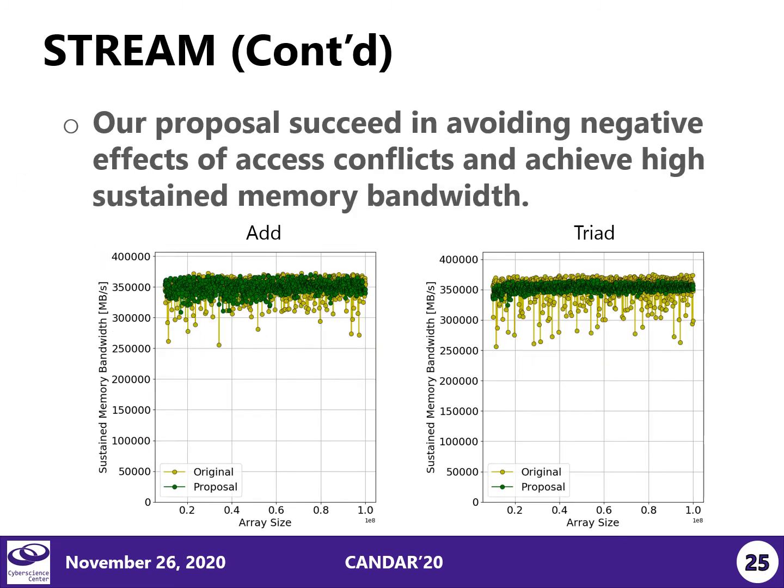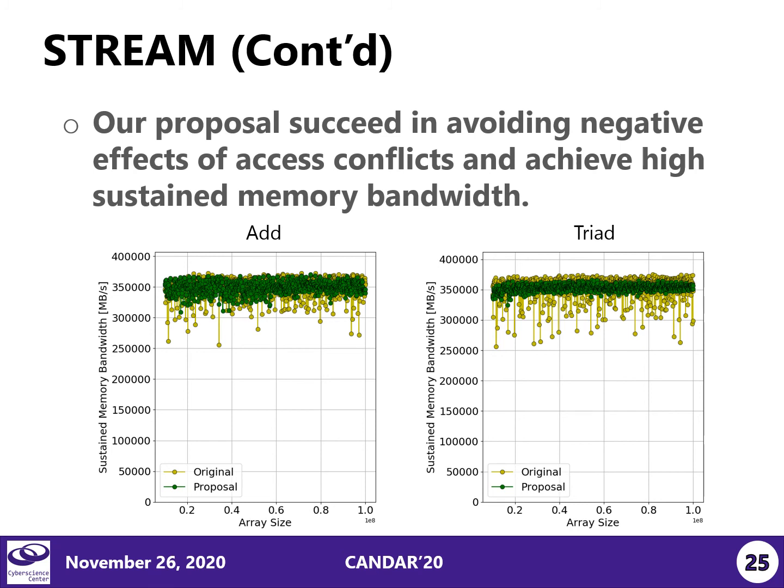However, in the add kernel and triad kernel, we can see the negative effect of memory access conflicts clearly. At some array sizes, the sustained memory bandwidth of original Kokkos drops sharply. On the other hand, our proposal keeps steadily high sustained memory bandwidth. These results indicate that our approach successfully eliminates memory access conflicts under the conditions that only inter-array access conflicts occur.